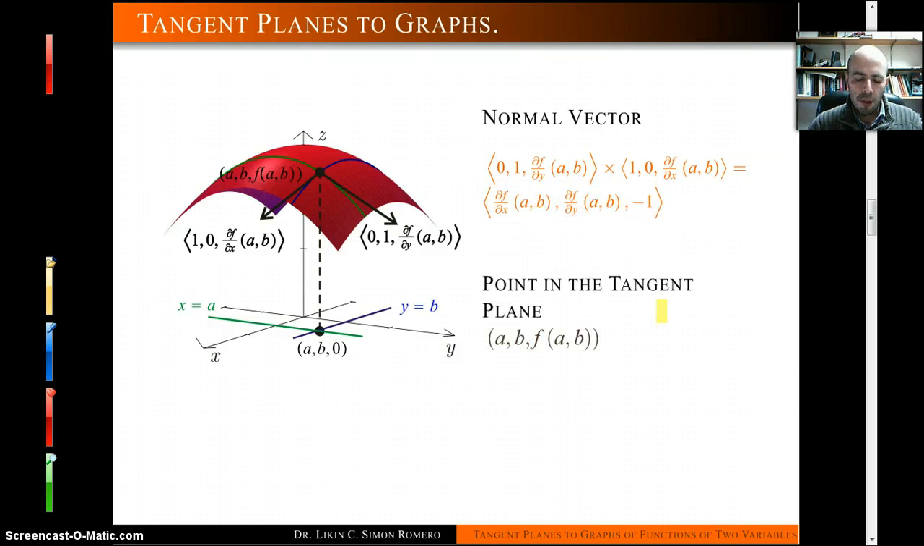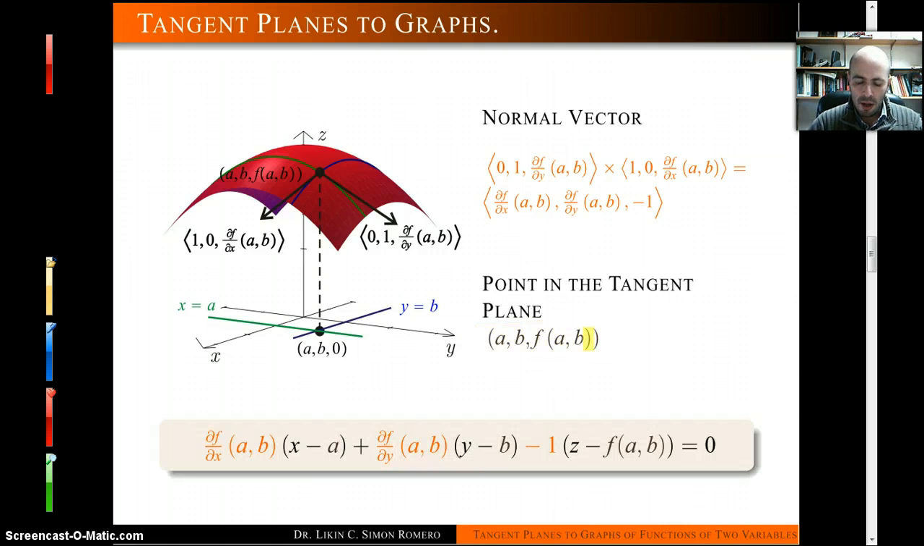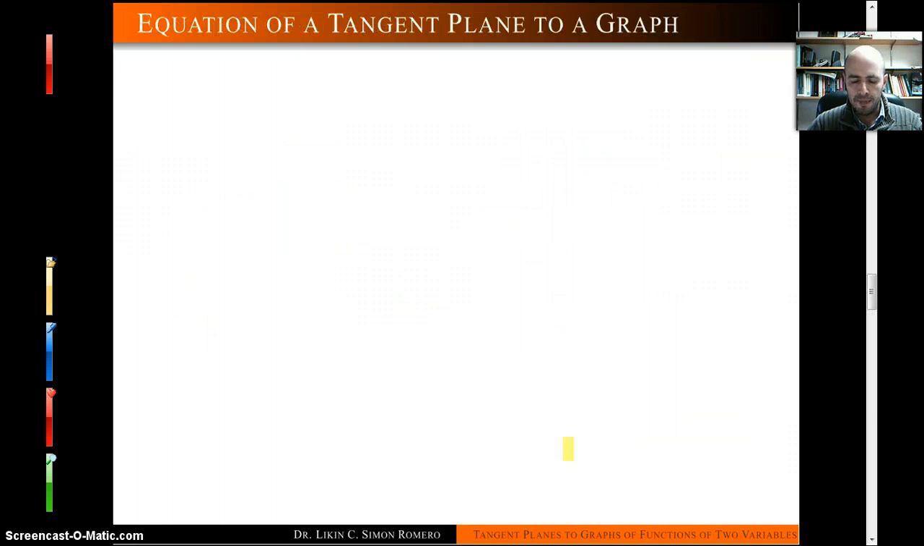Now the point in the tangent plane is the point of tangency. That is the point that I have right here. And finally, we can compute the equation by putting the normal vector outside of the parentheses, and inside of the parentheses putting a, b and f(a, b), that is the coordinate of the point in the plane. Notice that the only variables that we're going to have here are x, y, and z, and if they appear, they are going to appear with a power of 1. That will give us a plane.